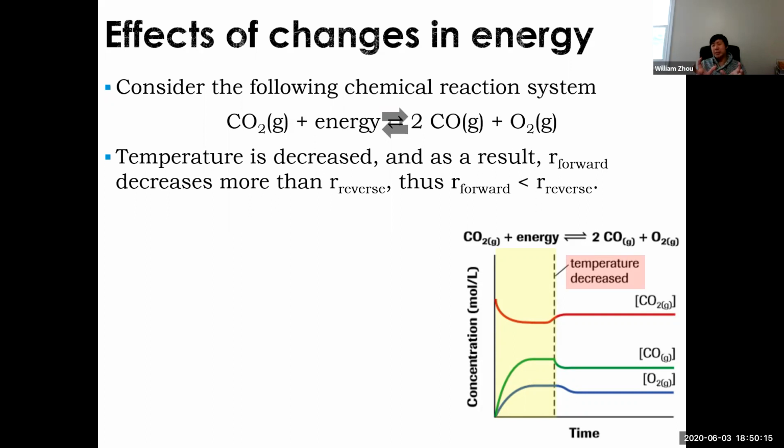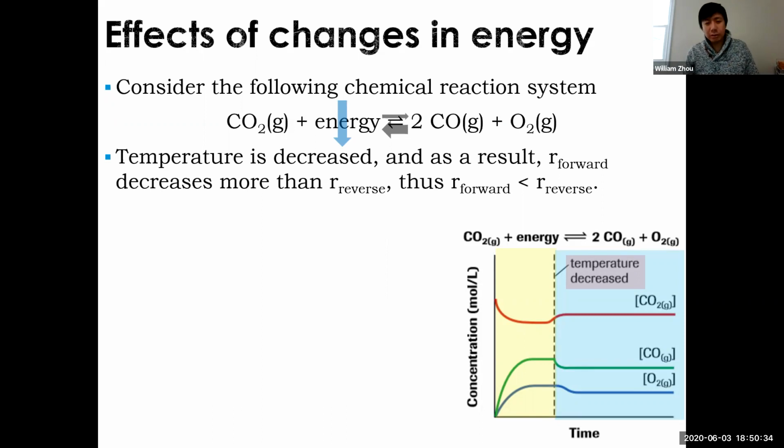But this is an endothermic forward reaction. So as a result, the endothermic reaction is screwed over more than the exothermic. So the forward is screwed over more than the reverse. So now the forward rate is less than the reverse. Okay, does that make sense?